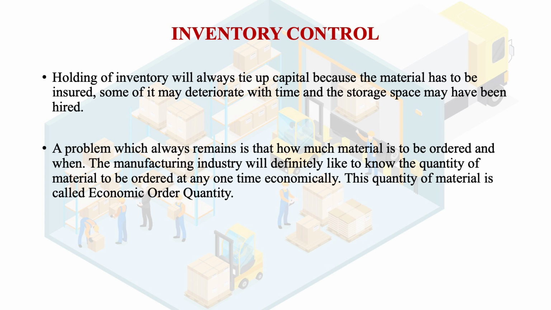Suppose we have to procure the material for 3 months. When we procure the material, so that the past material is consumed and the new material will come, there will be no delay in the material handling. The manufacturing industry will definitely like to know the quantity of material to be ordered at one time economically. This quantity of material is called the economic order quantity.